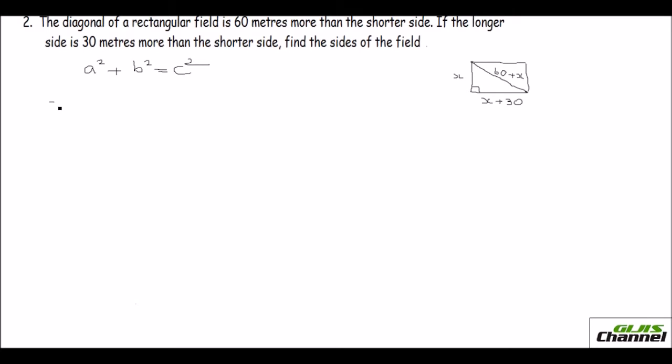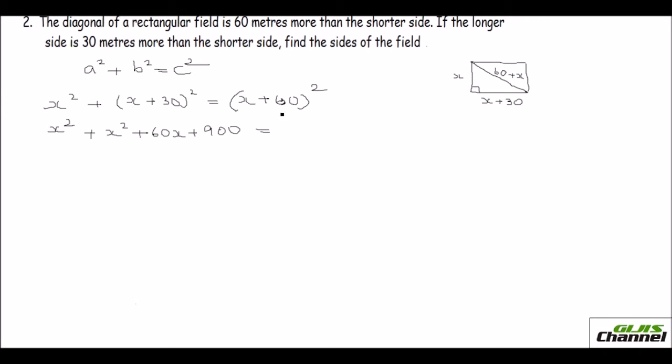So a square is x square, plus b square is x plus 30 the whole square, equals x plus 60 the whole square. So let's expand this now. This is going to be x squared, and when you expand it, it's like the a plus b the whole square formula. That is x squared plus 60x plus 900, right?